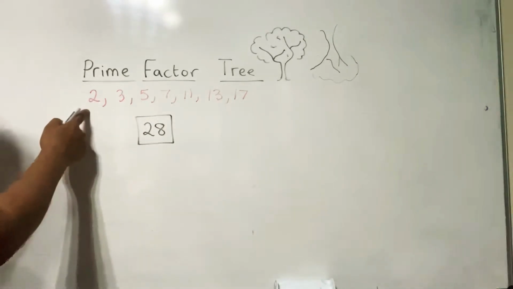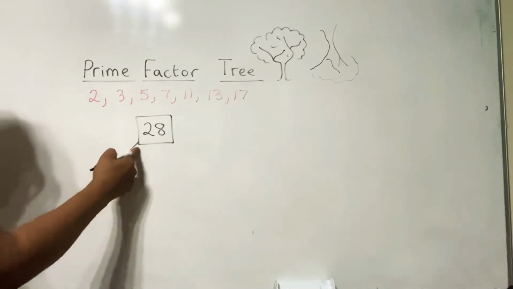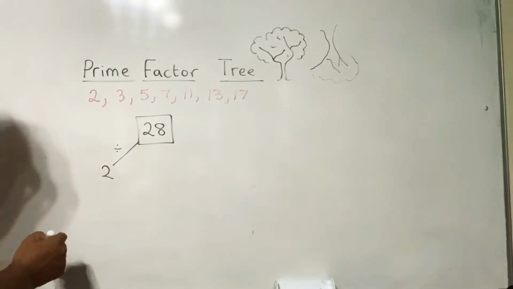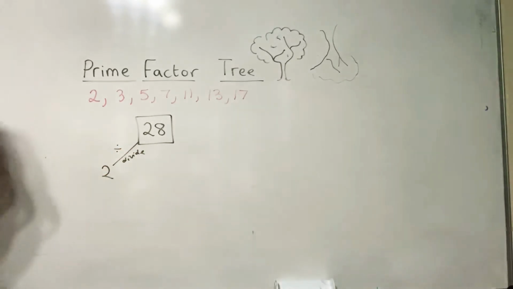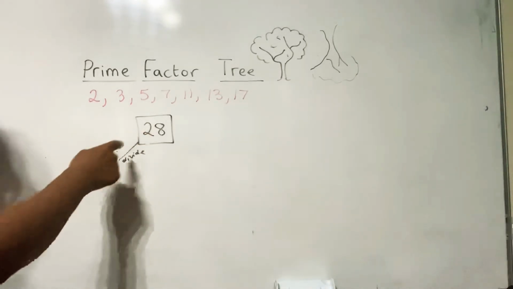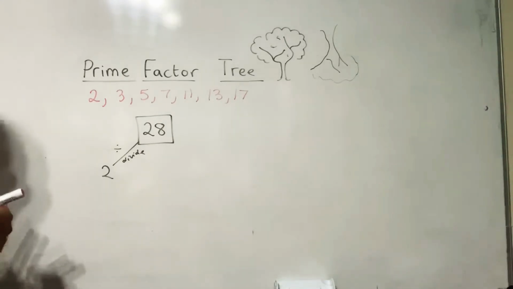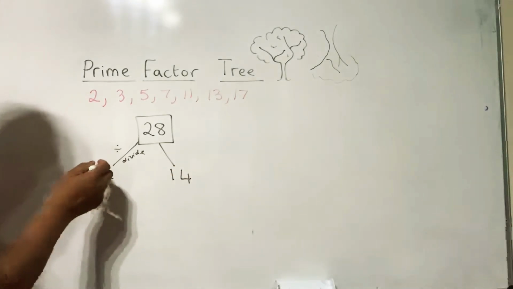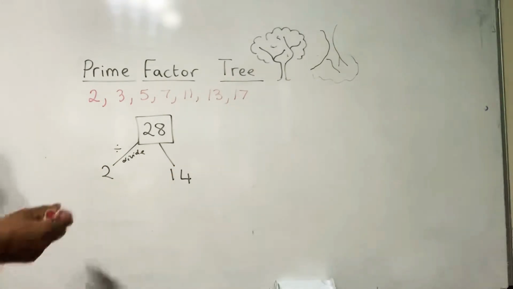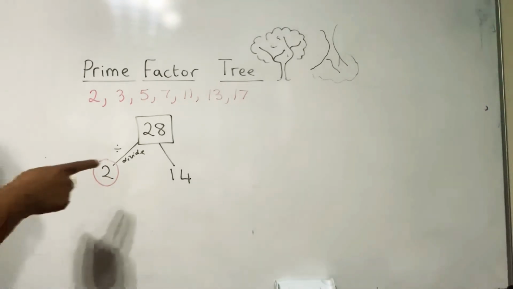Now, I'm going to use the lowest prime number. The lowest one here is 2. So look, I'm going to divide it by 2. This line here means to divide. That's what it means. So 28 divided by 2 is 14. Let's draw another one. And because this was my prime number, I'm going to give it a circle. I'm going to draw a circle around it.